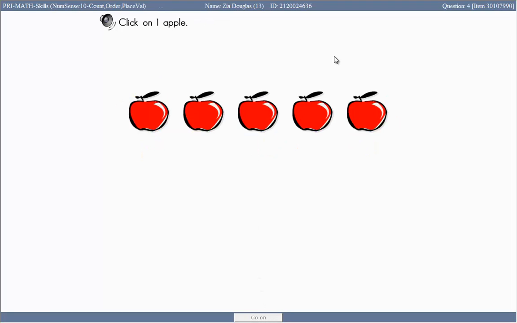Click on one apple. Here it wants them to click on one apple. This is to see if they understand what 1 means. Even if you don't understand that 1 is just a number, or we can write O-N-E, they also want them to know what 1 looks like. Can you count 1 pencil? Can you count 1 apple? So that is the point of this question.